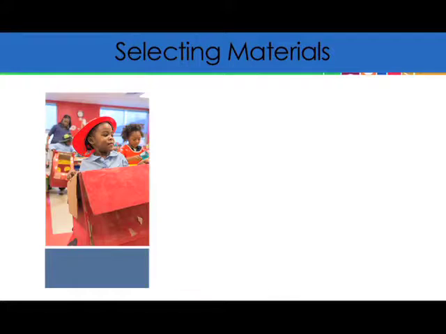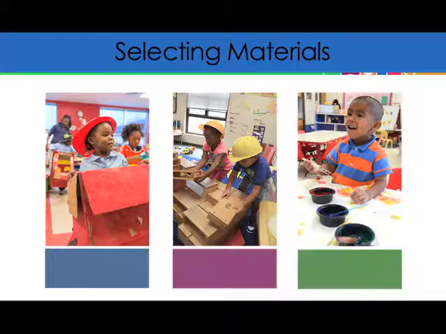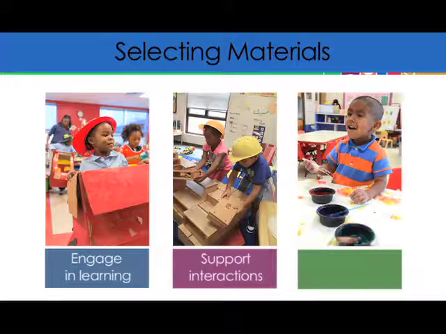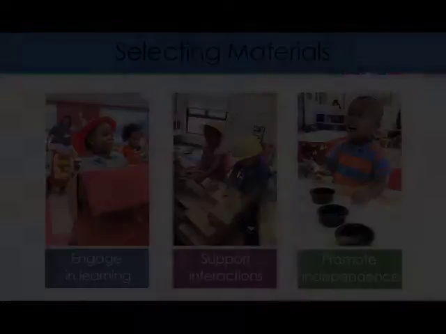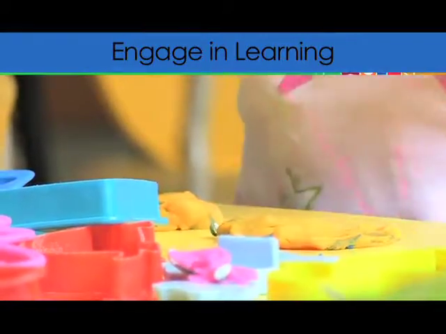Let's look at 3 guidelines for selecting and using materials in early childhood classrooms. Select materials that are engaging, materials that capture children's attention. Select materials that promote social interaction with peers. And arrange materials to promote independence. Let's start with materials that engage children in learning.